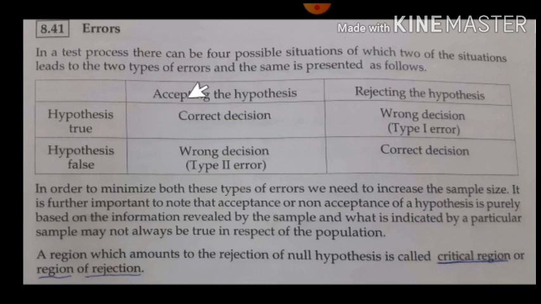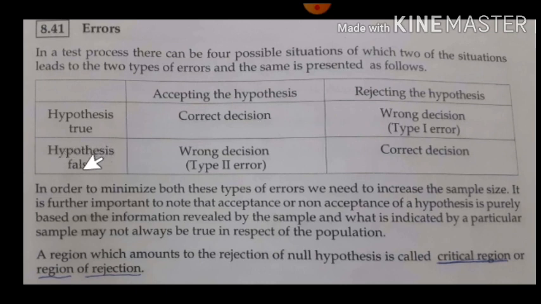Now, what is this error called? See, the hypothesis is true. If the hypothesis is true, that is, the assumption is true, and if we accept the assumption, then that is a correct decision. If the hypothesis is true, the true assumption, and you are rejecting it, then you are committing a mistake called type 1 error.